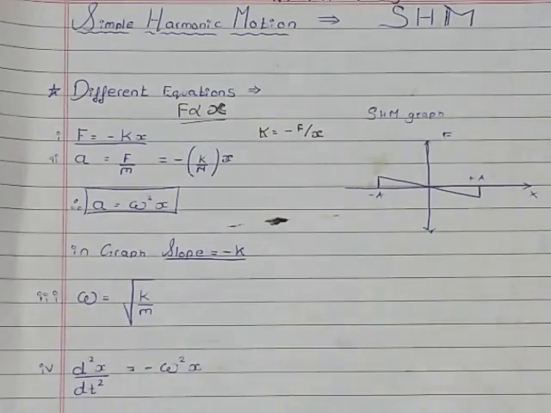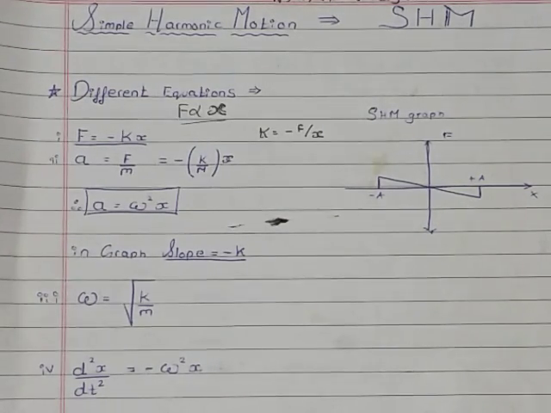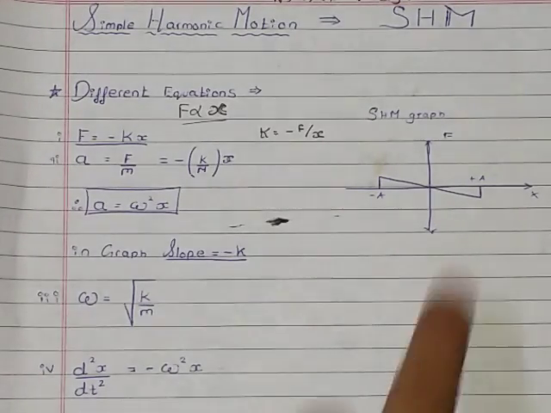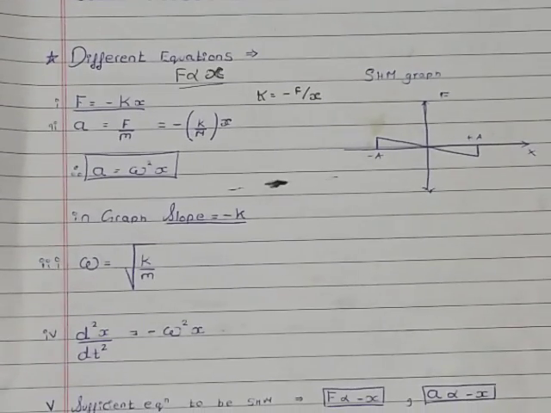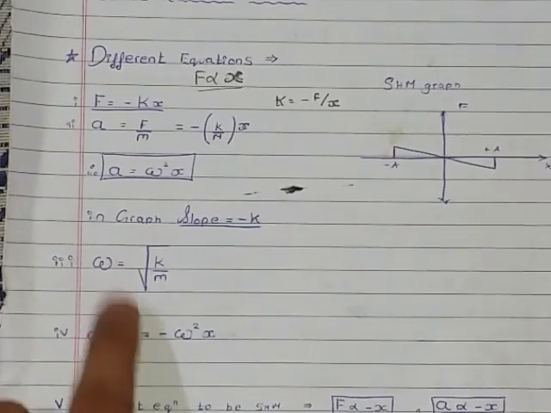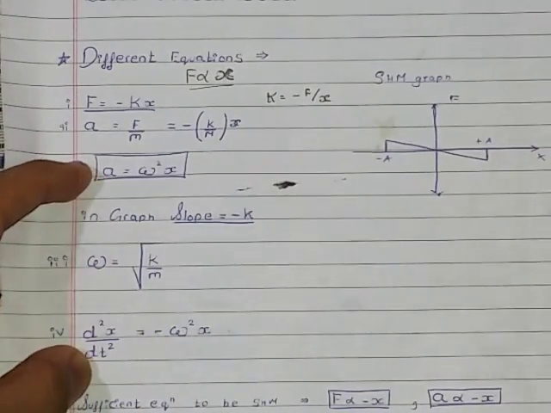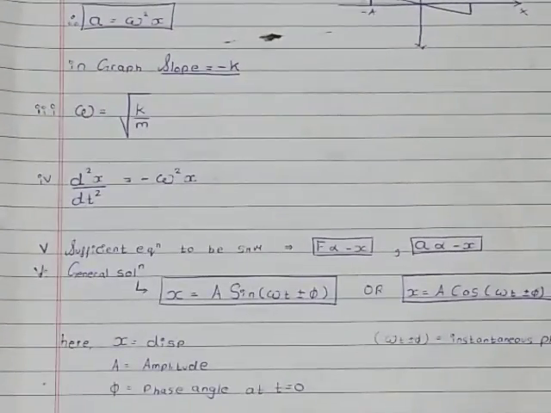You can see in the graph, the slope is minus k. Since force is directly proportional to displacement, its slope is minus k. So d square x upon dt square, that is acceleration, equals minus omega square x. These two formulas are the same.